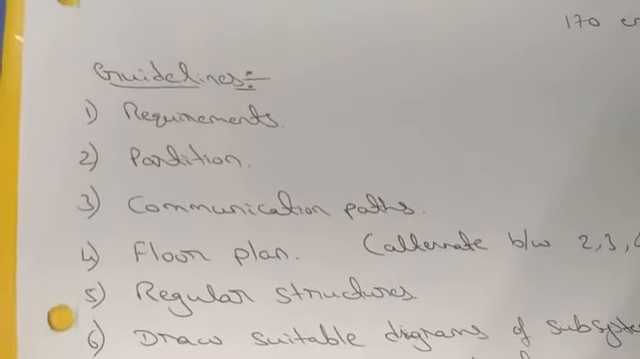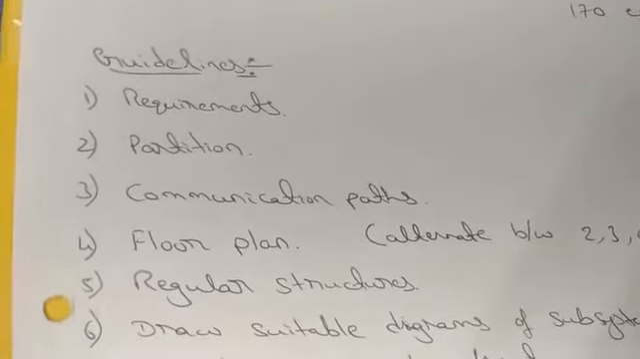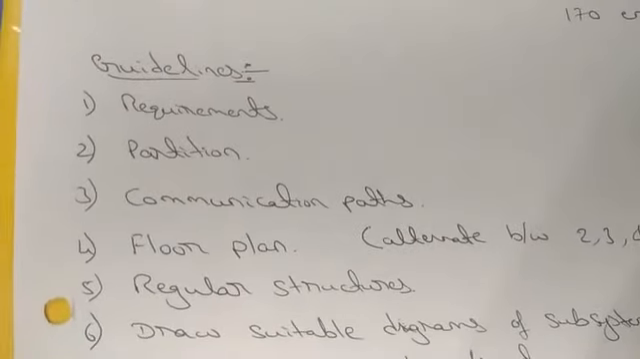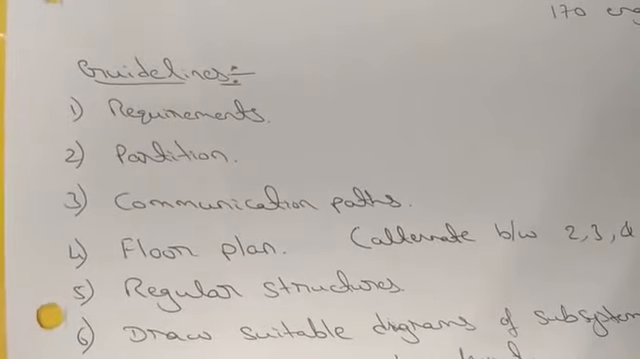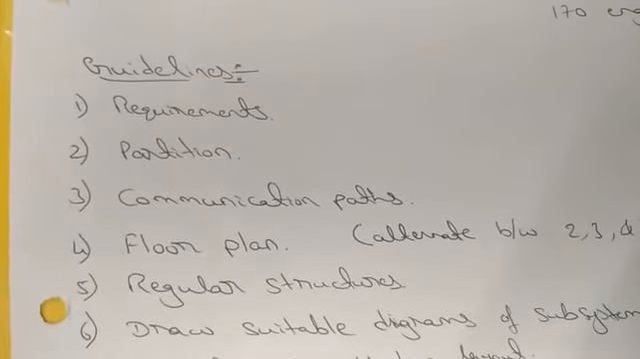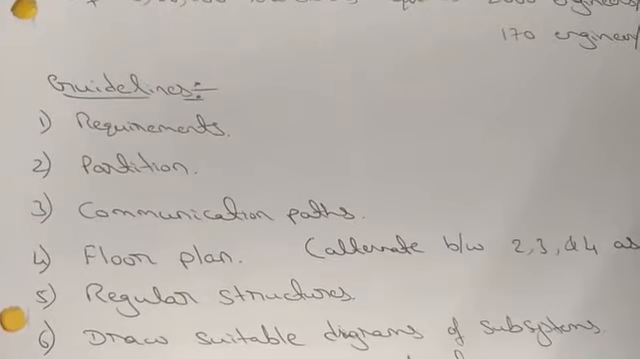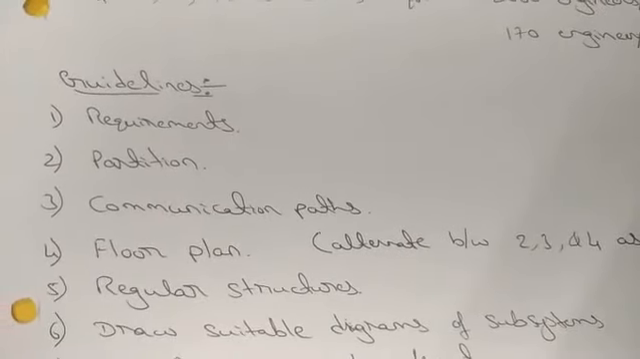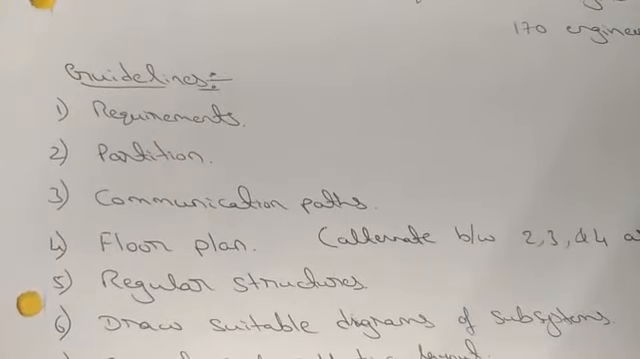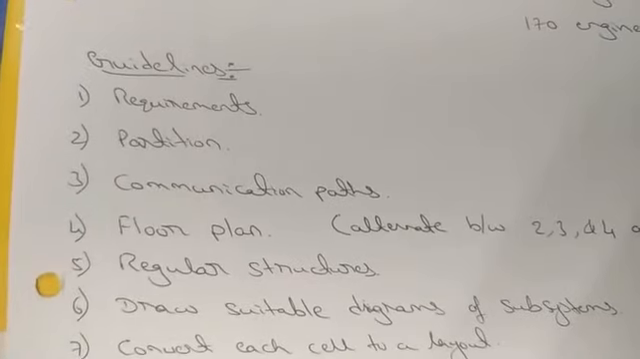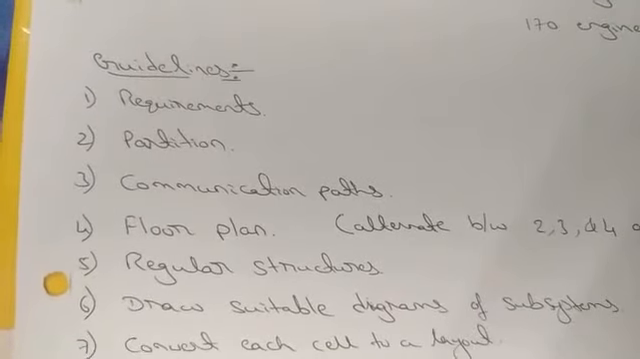Next comes your floor plan. Floor plan is how the design is mapped onto the silicon, what exactly the design layers should be, and all those things come on the silicon layers. Depending upon this floor plan, we can alternate the points 2, 3 and 4 as we require. That is, the partition and the communication paths, along with the floor plan, can be changed according to the design.